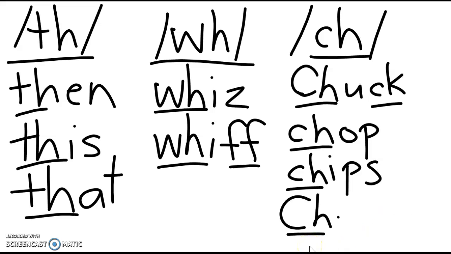Sound, ch. Sound, eh. Sound, t. Let's blend. Ch, et. Word, Chet. Right, somebody's name. So we have Chet and Chuck. Let's review. Ready, begin. Then, this, that, whiz, with, chuck, chop, chips, Chet. I want to pause and review those on your own real quick.